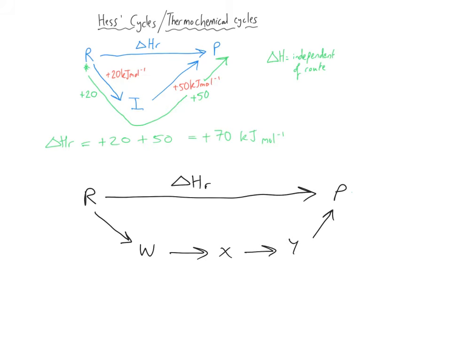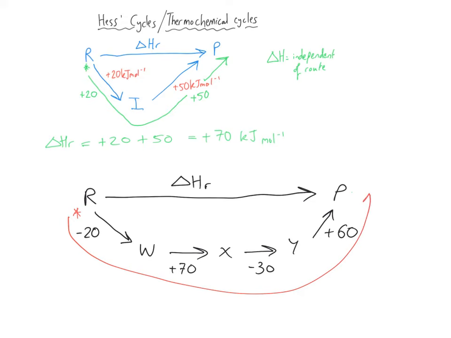And we know that the first change, R into W, has an enthalpy change of minus 20, and then the next one is plus 70, the next one is minus 30, and then the final one is plus 60. And so we use our Hess cycle to start at the bottom of the arrow that we're interested in, and we finish at the head of the arrow. And so we go all the way around the cycle to here, and all we do is we sum each enthalpy change that we passed along the way. So the enthalpy change for this reaction is minus 20 plus 70 minus 30 plus 60, which gives us plus 80 kilojoules per mole.